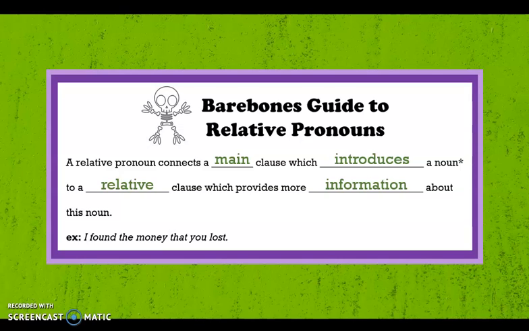I found the money that you lost. You see, we have our main clause, I found the money, and we have our relative clause, that you lost. Notice how the main clause introduces the noun money, but the relative clause tells us more information about that money. It tells us that it is the money that you lost. Okay? That's what relative pronouns do.